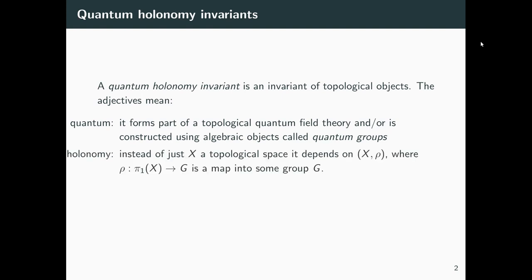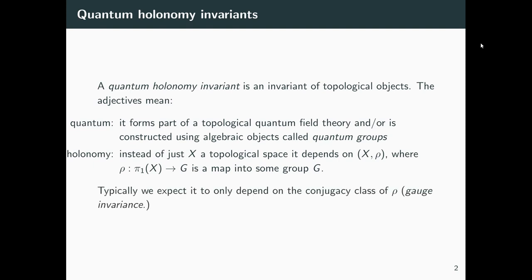Holonomy is a little bit newer. By that I mean that instead of just an invariant of a topological space X, like a knot or a manifold, it depends on X and this rho, which is a map from the fundamental group of X into some group G. So you have some kind of extra data. And actually it should be an invariant not just of X, but also of the conjugacy class of rho, because if you change the base point in pi1 of X, it's going to conjugate the whole representation, and that's an arbitrary choice. You don't have to depend on that. Sometimes this is called gauge invariance for physics reasons.